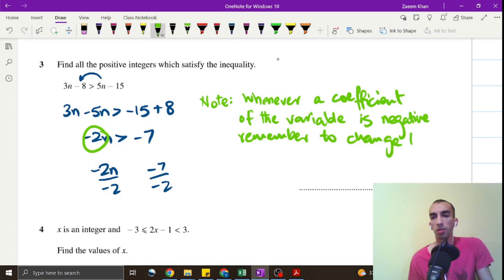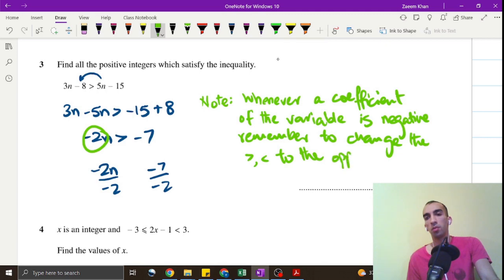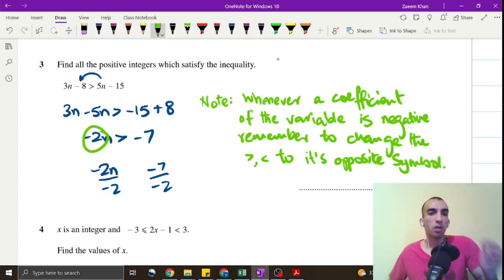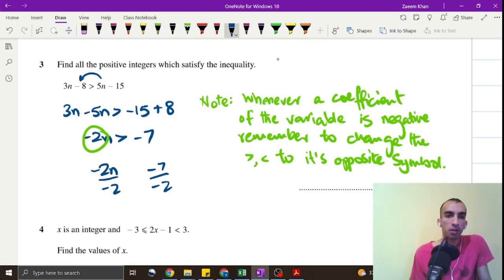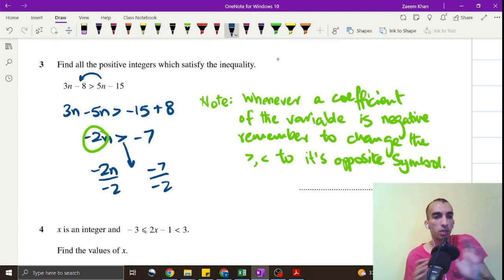remember to change the greater than or less than symbol to its opposite sign, to its opposite symbol. I don't know if it makes much sense to you or not, but let me show you what I mean. Since I'm dividing both sides by negative 2, this greater than sign is supposed to become a less than sign. That's a rule.